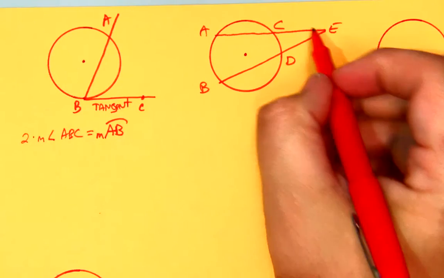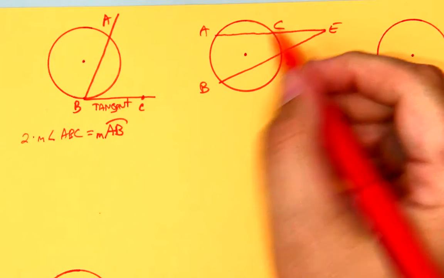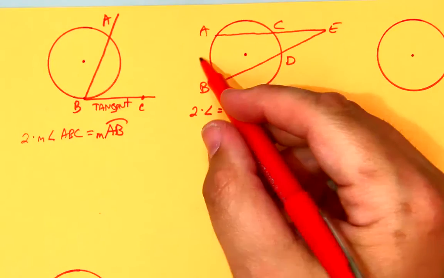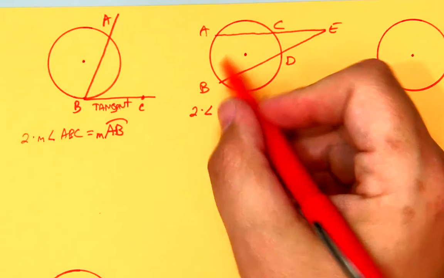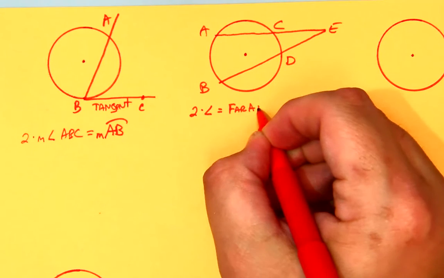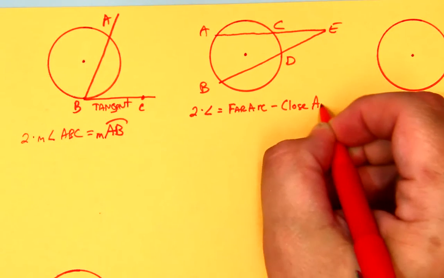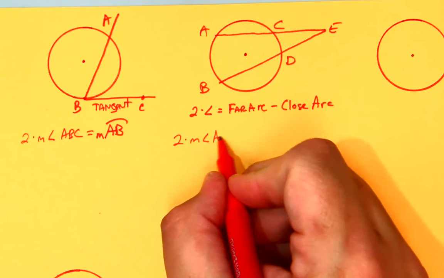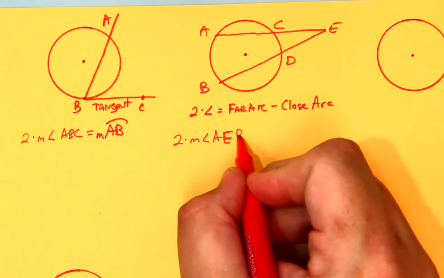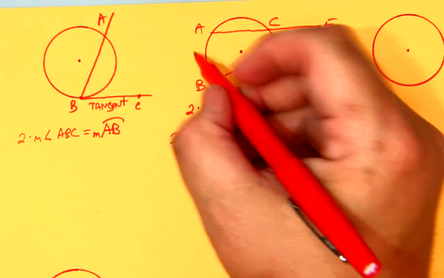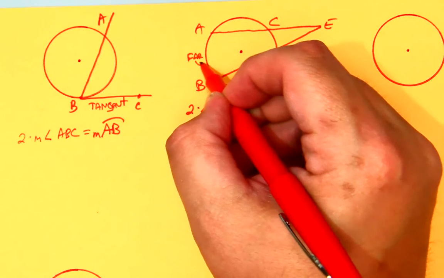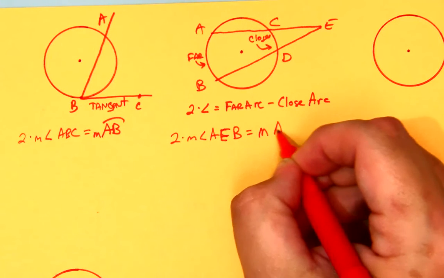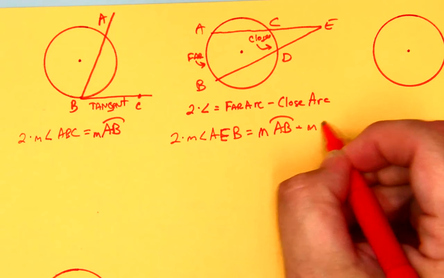Alright, now if you have an angle that's outside, we're still going to use 2 times the angle is equal to a relationship between the arcs, but in this case, when we're outside, we're going to subtract the arcs. So it's going to be the far arc minus the close arc. So it would be 2 times the measure of angle AEB is equal to the far arc, and there's the close, measure of AB plus the measure of CD.